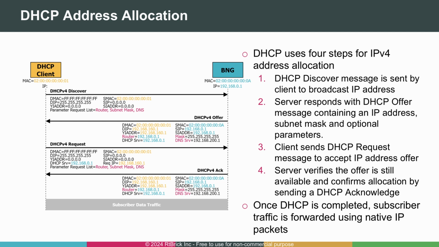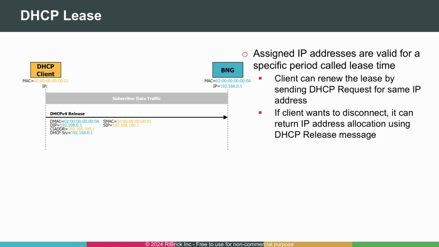This message confirms that the IP address has been assigned, along with any other configuration details, like subnet mask, default gateway, etc. Any configuration parameters in the acknowledge message should not conflict with those in the earlier offer message accepted by the client. The assigned IP address is valid for a specific period, called the lease time.